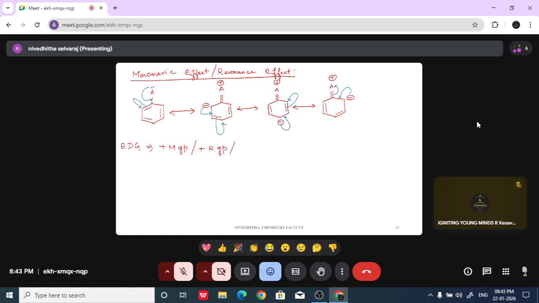what is meant by electrophile? Electrophiles are electron loving species because they do not have electrons, right? So basically electrophiles are electron deficient. Let us assume that an electrophile is approaching this compound. Electrophiles love electrons. So where will these electrophiles go?